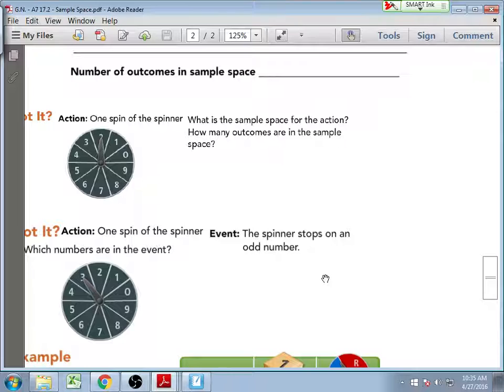So we have this spinner. It's a 10-section spinner. Why is 10 not on here? Because there's 0 instead. Because 0 is on there. What is the sample space? So I want you to write sample space. What is the sample space for this spinner? Zach?